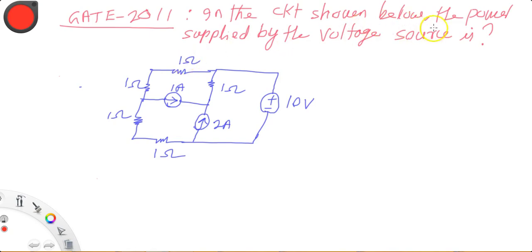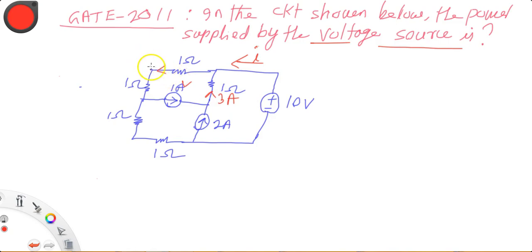This is again a 2011 question. In the circuit shown below, the power supplied by the voltage source is. Obviously you need to find the current I, then V into I gives the supplied power. So you know 2 amps here, 1 amp here, 2 amps here, so we have 3 amps.